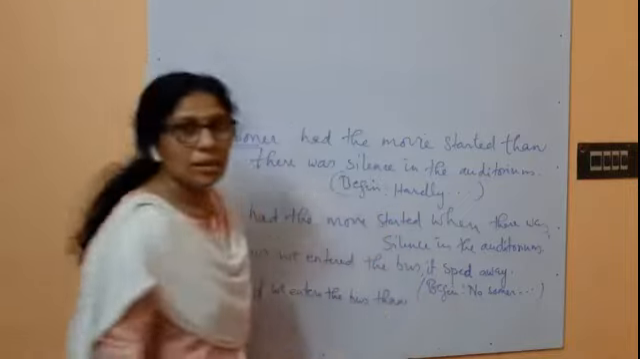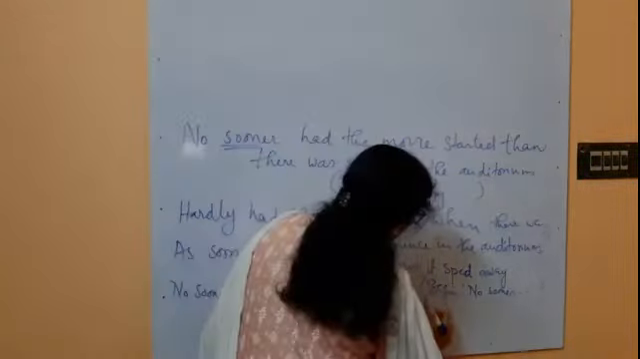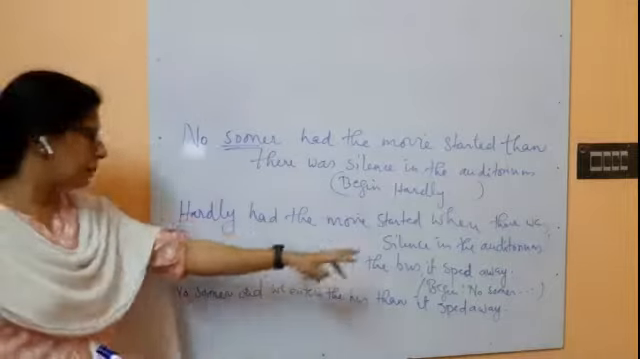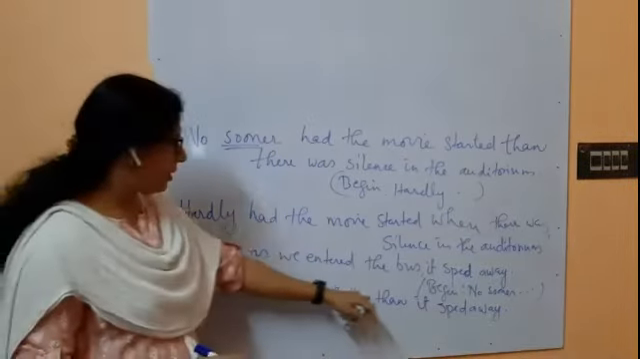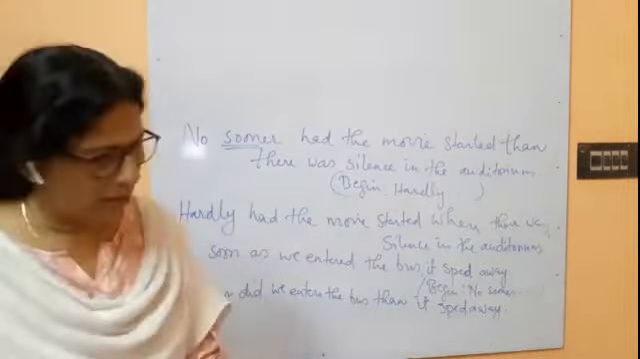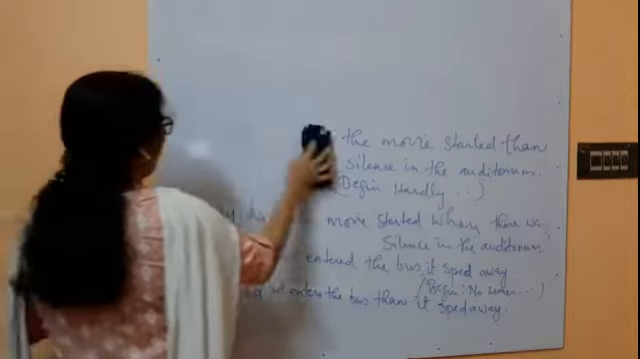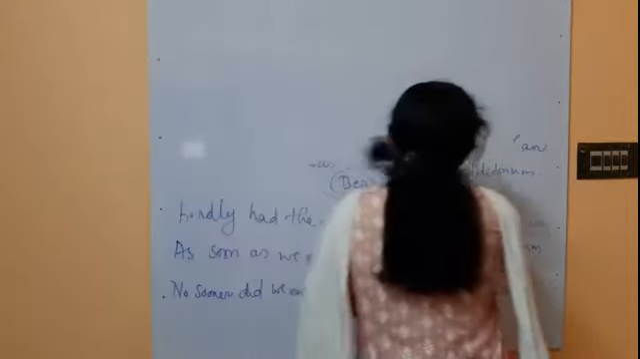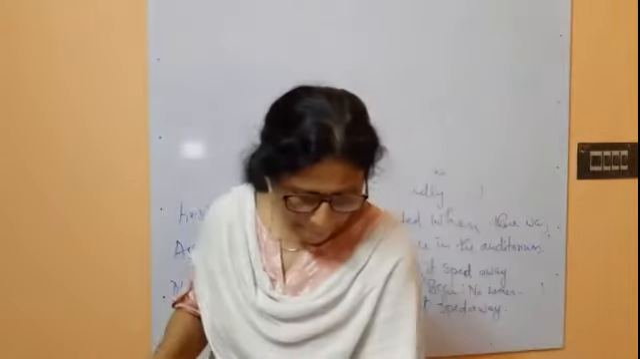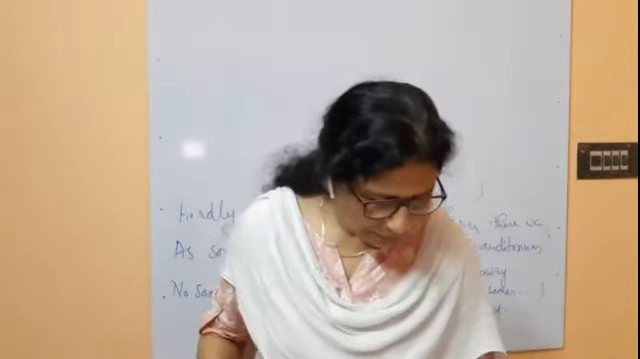Then it sped away. So, as soon as we entered the bus, it sped away. No sooner did we enter the bus than it sped away. This is how we will combine by using no sooner. And in hardly, had plus V3 form. Okay, next we'll see one more with hardly.